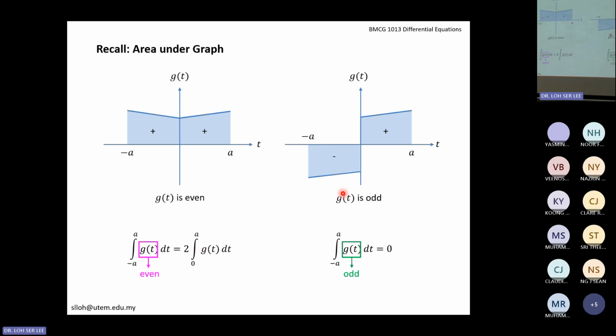But for the case of this g(t), if you are integrating from negative a up to a, you will get 0 because let's say this area is -5, this area is +5. When you sum up these two, you get 0. So if the function is odd and you are integrating from negative a up to a, you get 0. This is the fact.